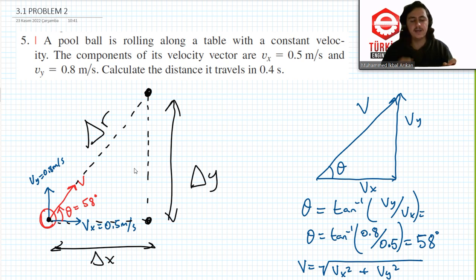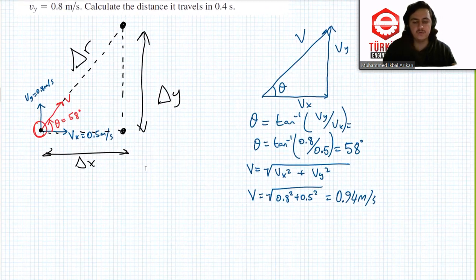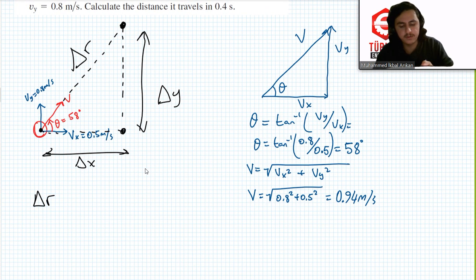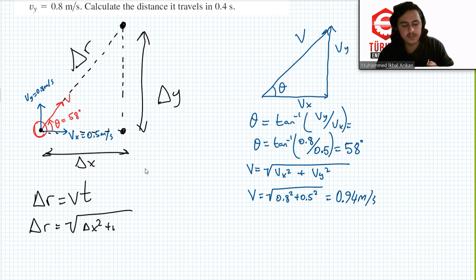So I have a second triangle here, in which my hypotenuse is delta r, my horizontal base is delta x, and my height is delta y. So actually you can calculate delta r in two ways. Delta r will be equal to just velocity times time, or you can calculate it this way, the square root of delta x squared plus delta y squared. We will see that they are equal to each other.